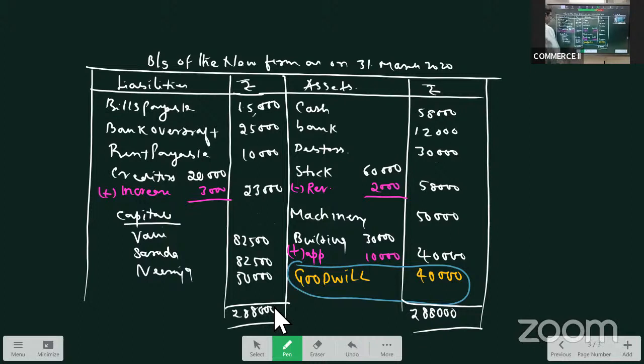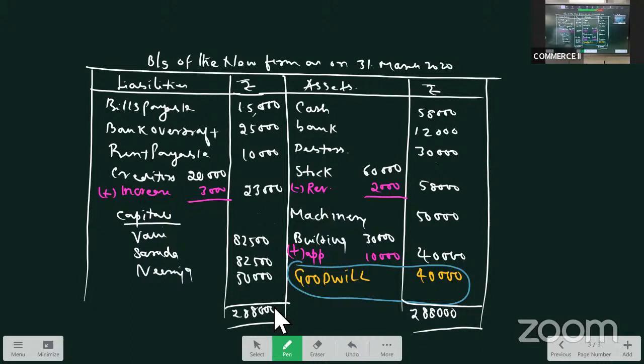Sure, that's good. We'll take one more problem based on this method. That is question number 12. A and B are partners sharing profits and losses in the ratio 3:2, and their balance sheet as on 31st March is given.